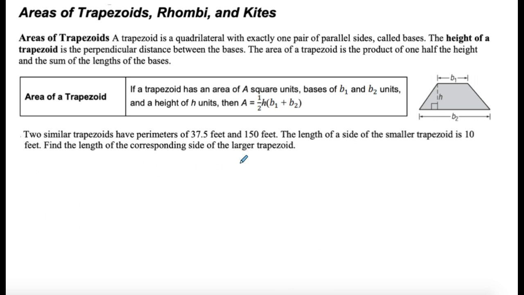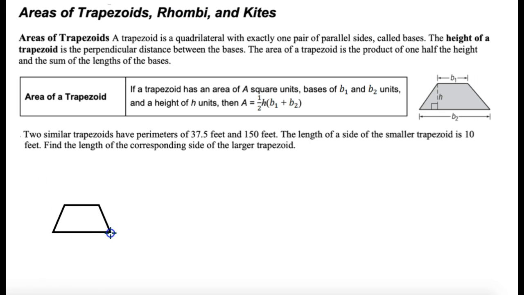All right, since you guys are honors, let's try something a little bit extra. In this problem, it says two similar trapezoids have perimeters of 37.5 and 150. The length of a side of the smaller trapezoid is 10. We want to find the corresponding side of the larger trapezoid. Okay, so let's draw pictures. You may not need pictures for this one, but let's go ahead and draw pictures.